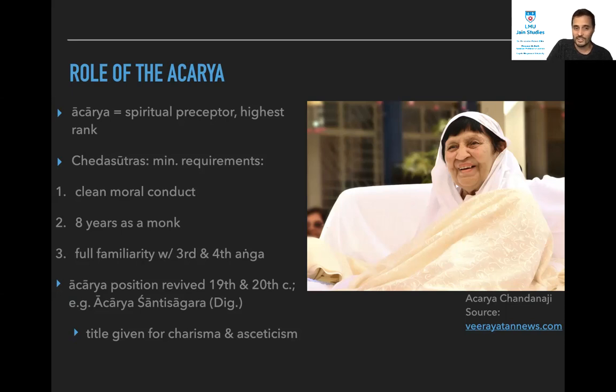You have to have spent 8 years as a monk, or in this case, a nun, right? But in the Cheda Sutras, as a monk. And you have to have full familiarity with the third and fourth Anga of the Jain tradition. As you recall, there were 12 primary Angas, or limbs, of texts or scriptures within the Jain canon. And in order to become an Acharya, you have to have full familiarity all the way up with the third and fourth of those limbs. That way, you'll be able to teach others. You'll be able to run your institution or your group of ascetics and lay people according to those scriptures and teachings, right? So you have to have theological training, essentially.